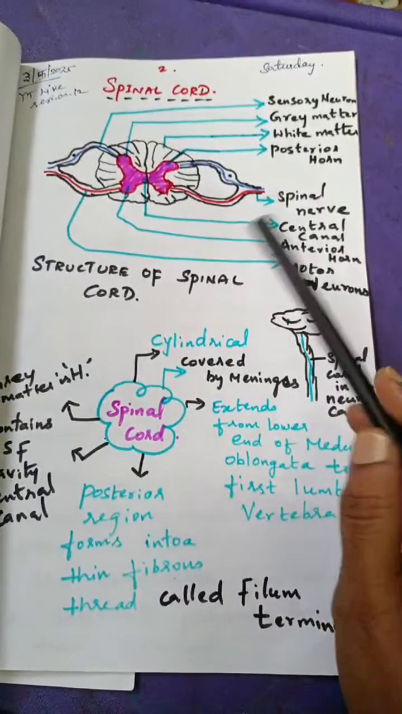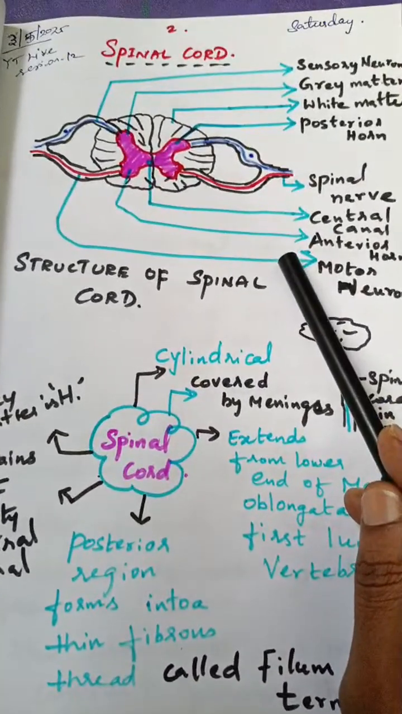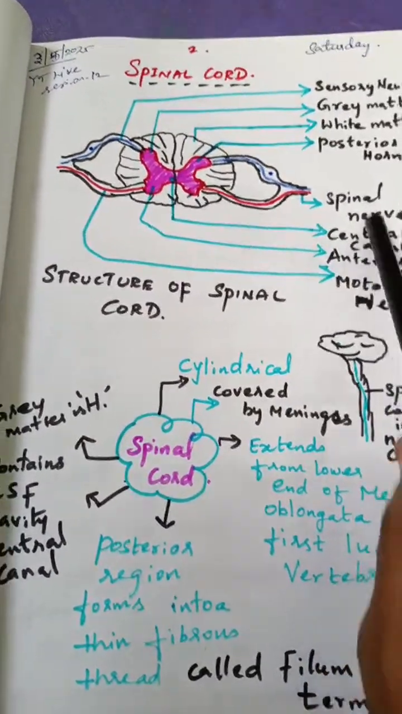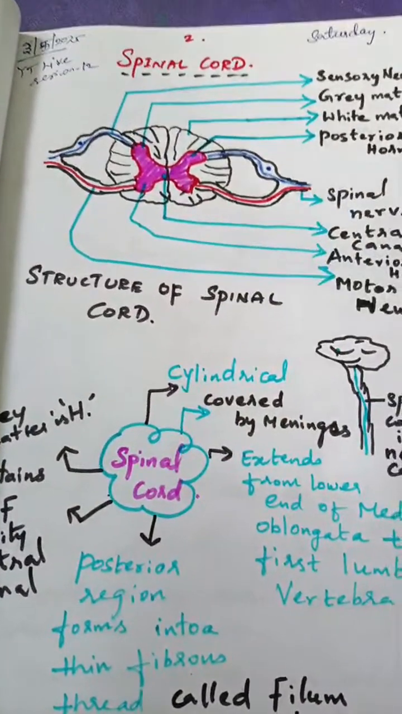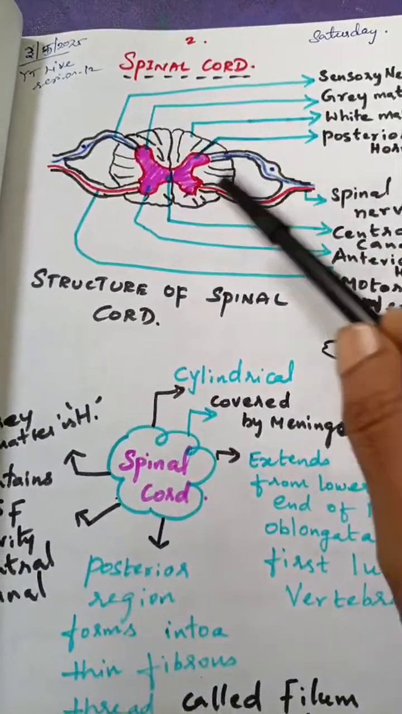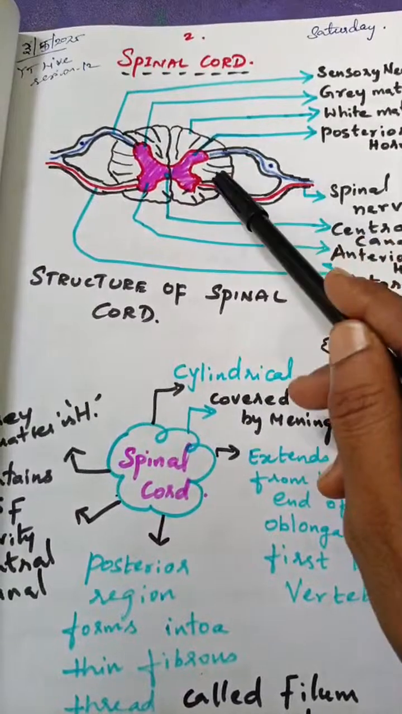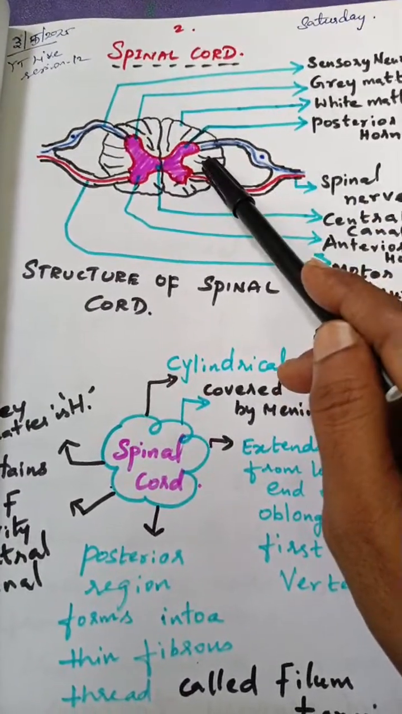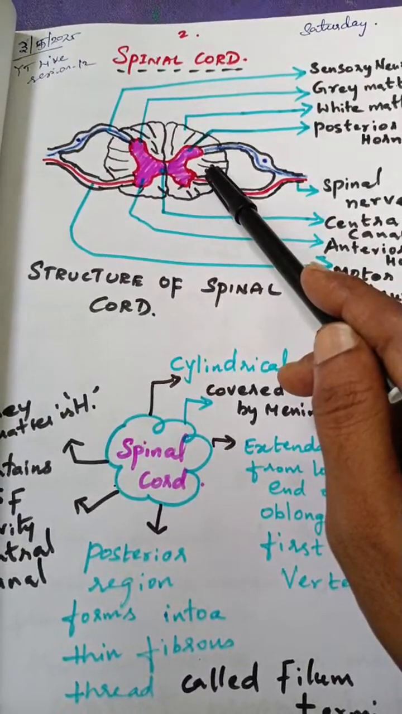Okay, so look at this. I have given the structure of the spinal cord. If you see the structure, it has an H-shaped structure in the innermost part. This H-shaped structure is known as the gray part.